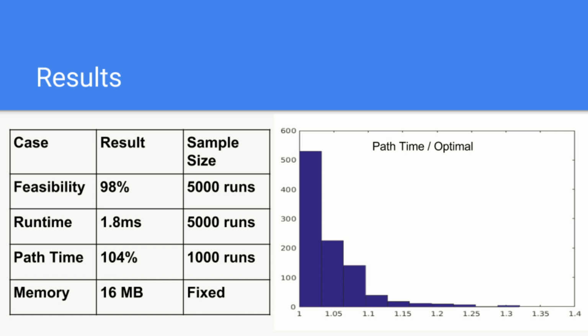Overall, our algorithm runs hundreds of times faster than trajectory optimization, allowing it to be run in real time, while only sacrificing 4% of optimality and 2% of feasibility.